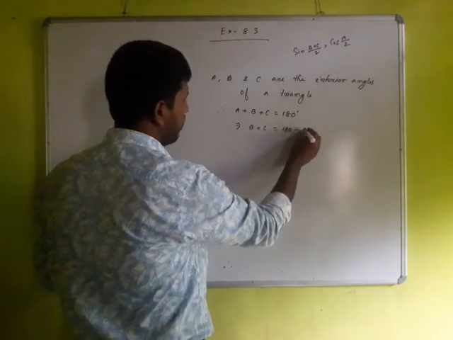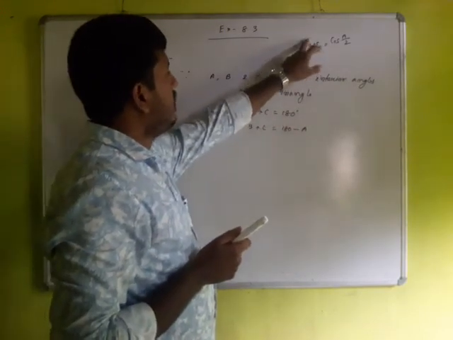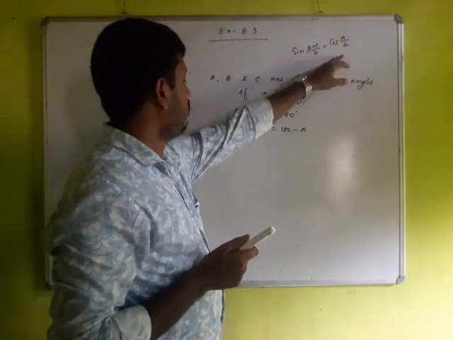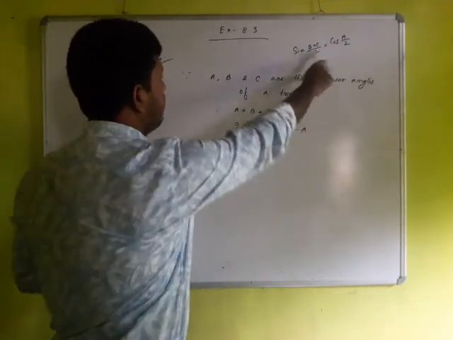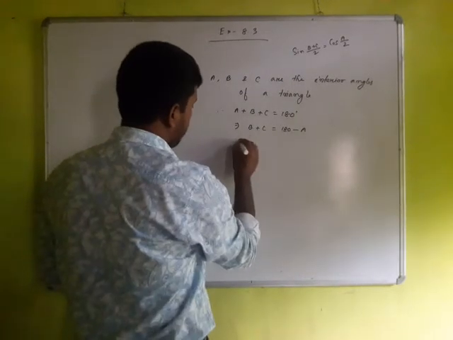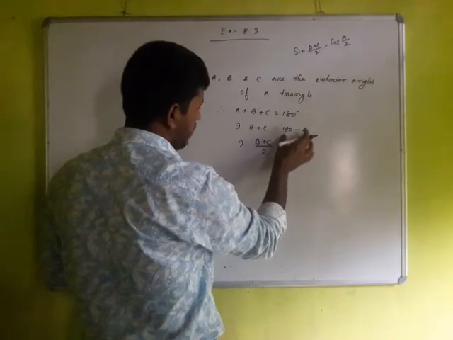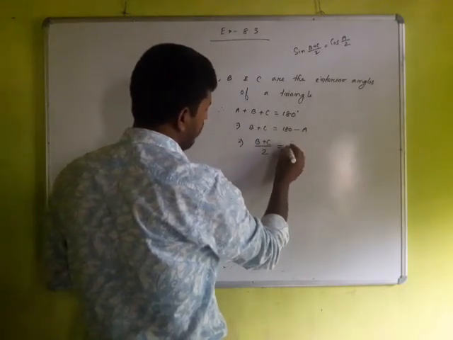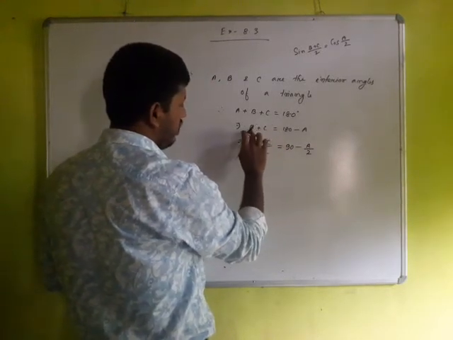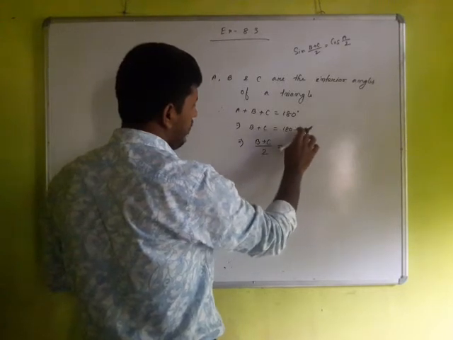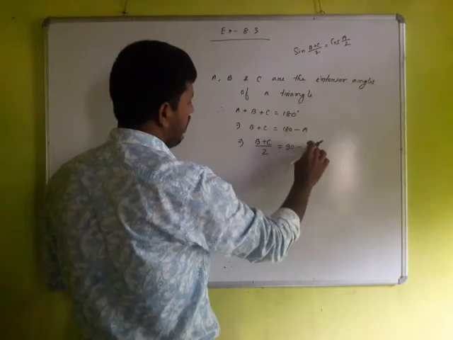Now here we need (B plus C) divided by 2 and A divided by 2. So we have to divide both sides of the equation by 2. So (B plus C)/2 equal to, if we divide this term by 2, 180 divided by 2 will be 90 minus A/2. We have divided B plus C by 2 and 180 minus A by 2. So 180 by 2 will be 90 and here is A/2.